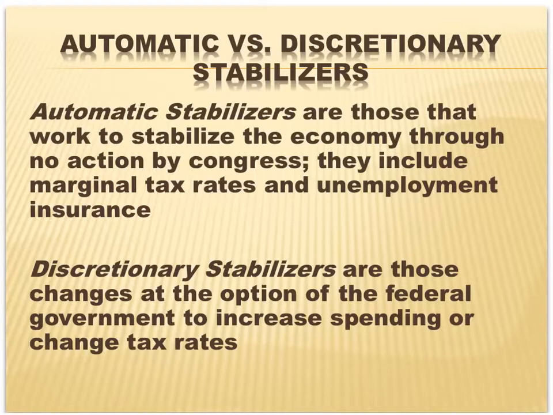Discretionary stabilizers are those where the federal government, where Congress uses its discretion, where it votes to change something, like if it's changing rates or if it's voting for some huge new spending practice. So policy is either automatic or discretionary.